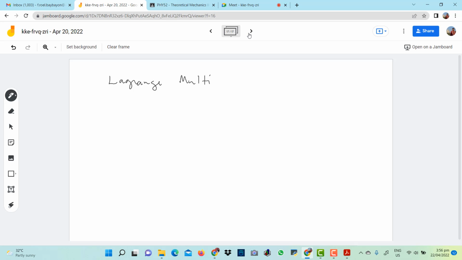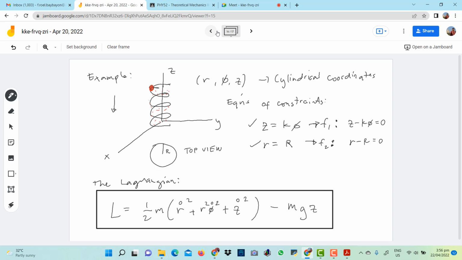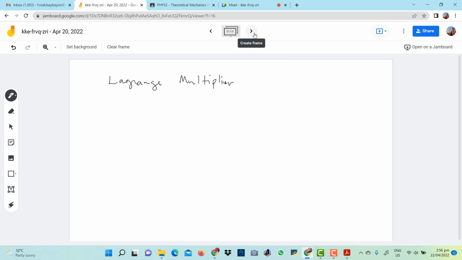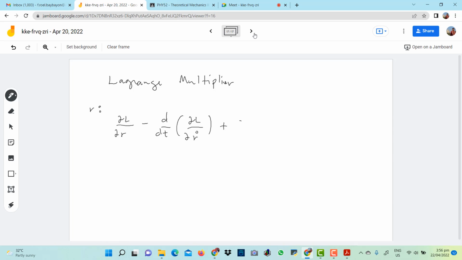Multiplier. So, how many equations do you get? Since I have three generalized coordinates, I also have three Euler-Lagrange equations with Lagrange multipliers. With respect to r: partial L with respect to r minus d/dt of partial L with respect to r dot, plus two multipliers, because take note that I have two equations of constraint. So, lambda 1 partial f1 with respect to r plus lambda 2 partial f2 with respect to r equals 0.